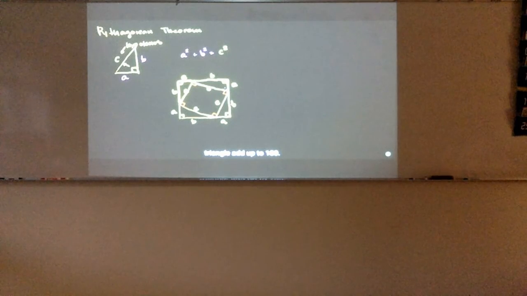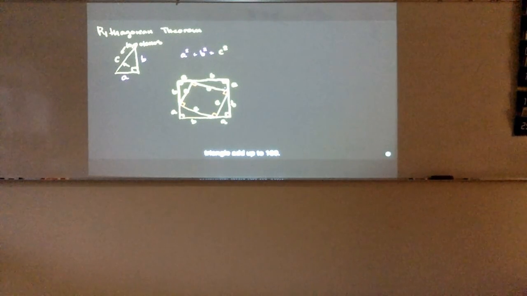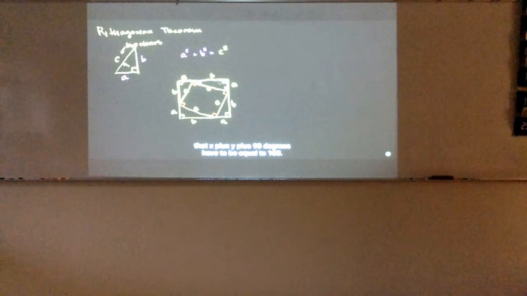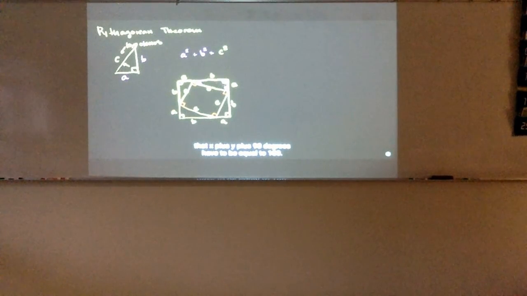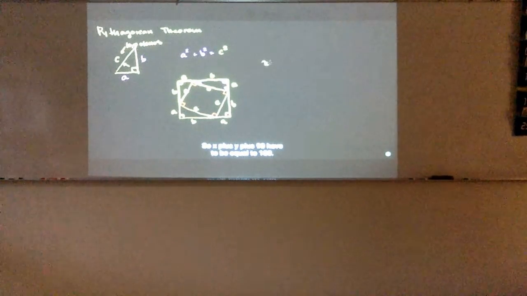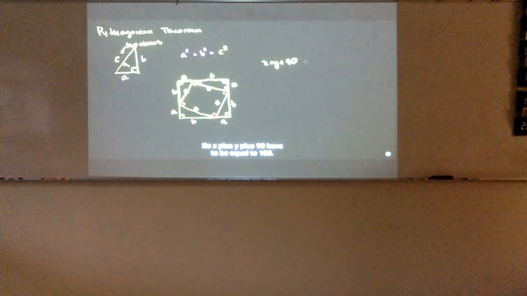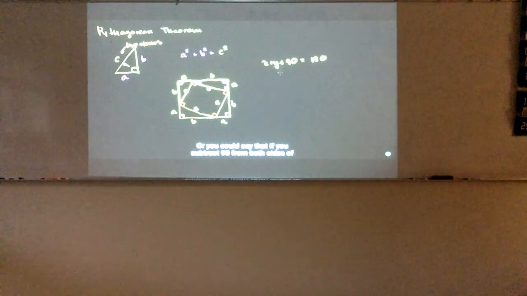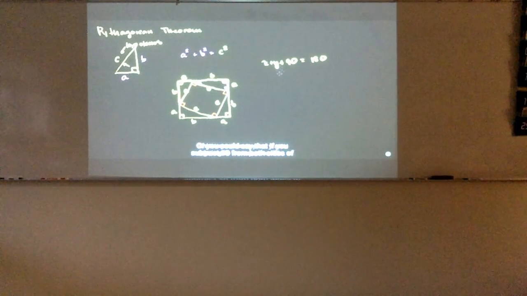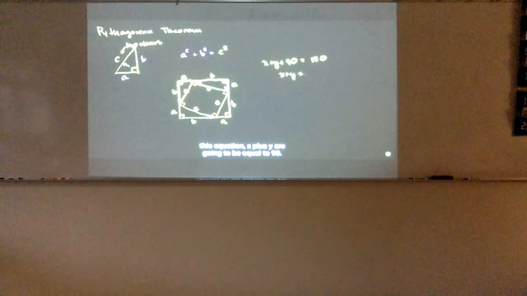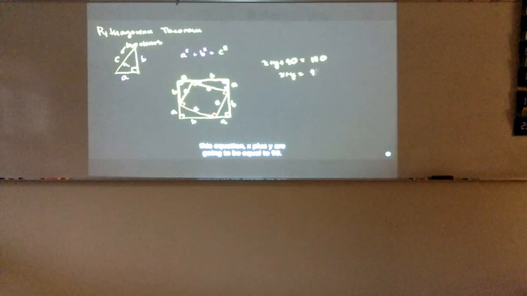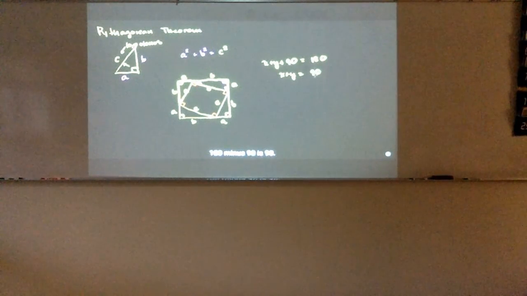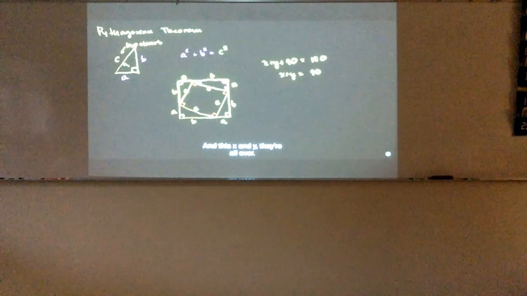So if you call this angle x, you call this angle y, we know that x plus y plus 90 degrees has to be equal to 180. Or you could say that if you subtract 90 from both sides of this equation, x plus y is going to be equal to 90. I just subtracted 90 from both sides. This disappears. 180 minus 90 is 90.